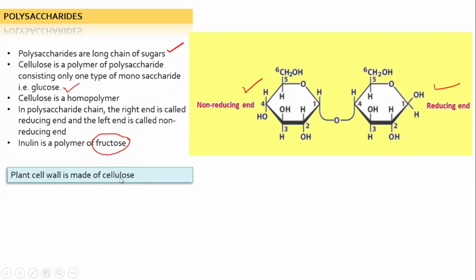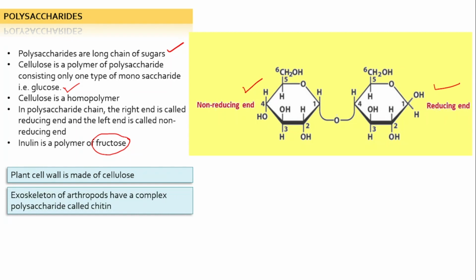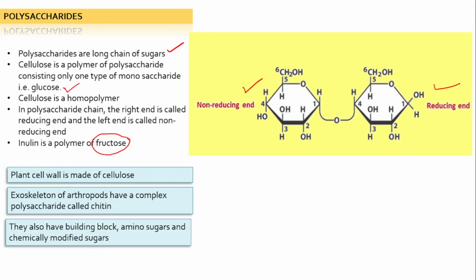The plant cell wall is made up of cellulose, an example you can take for a homopolymer. The exoskeleton of arthropods, meaning cockroaches and similar animals, has a complex polysaccharide called chitin. Chitin is a polysaccharide present in the exoskeleton of arthropods.